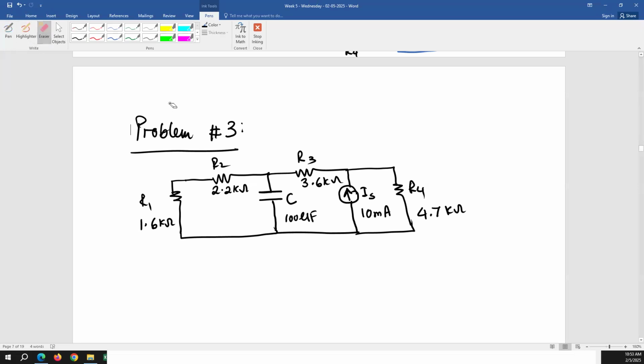Actually, let me rewrite the value. It's going to be 10 milliampere, but I'm going to write it down as 10 U negative t milliamp. 10 U negative t milliamp.